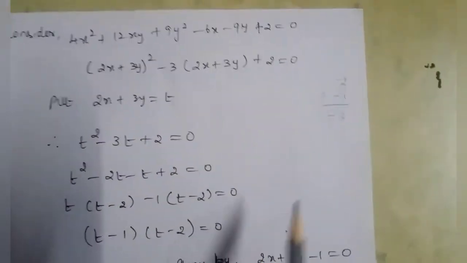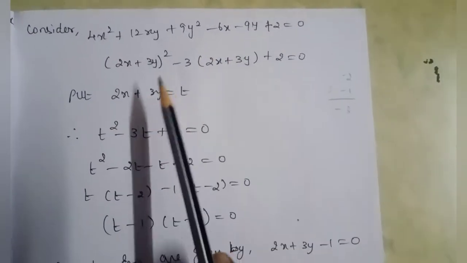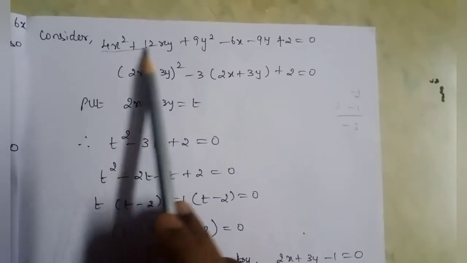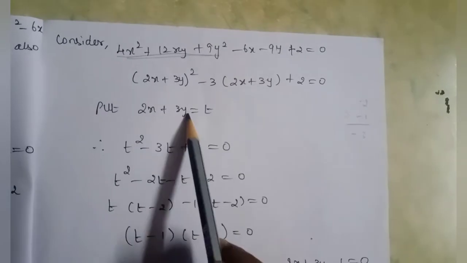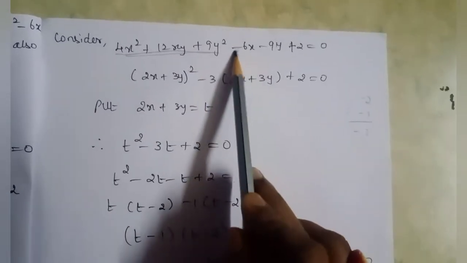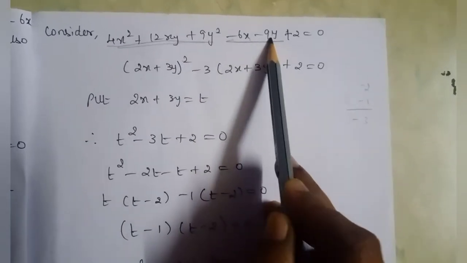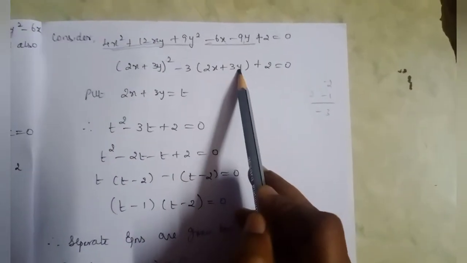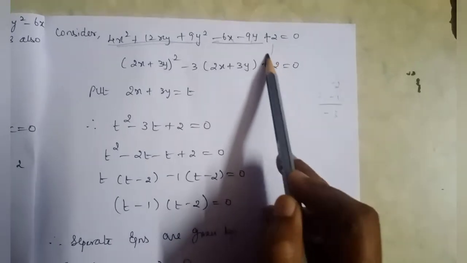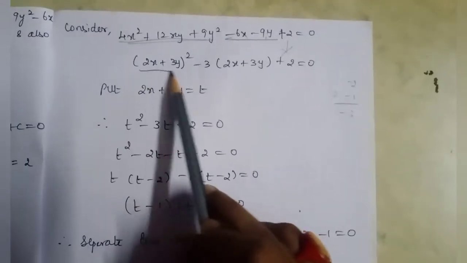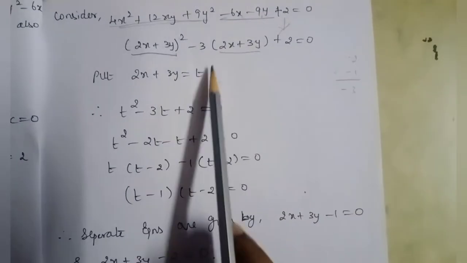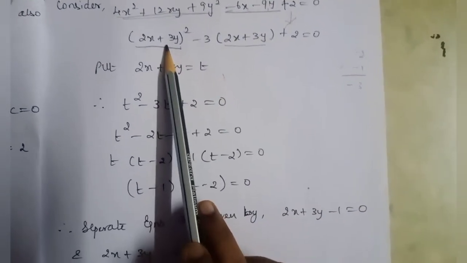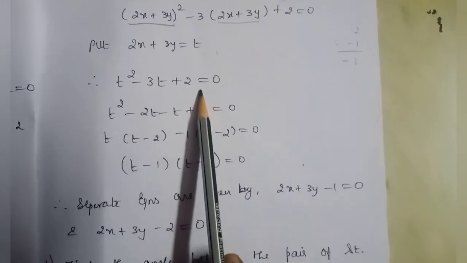So here we will use a different method. Considering this, the first 3 terms I got to be 2x plus 3y 2 times, so 2x plus 3y the whole square. Minus, from minus 6x and minus 9y, I can take a minus 3 outside. So it will be minus 3 into 2x plus 3y, and plus 2, the constant, as it is. Now I can substitute 2x plus 3y as some variable t, and this becomes t square minus 3t plus 2, which is again a quadratic equation.